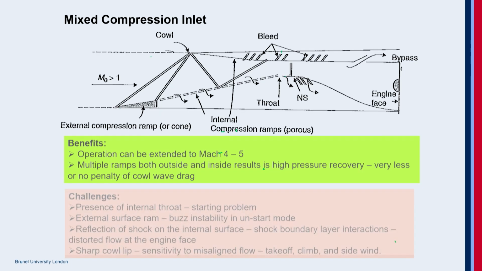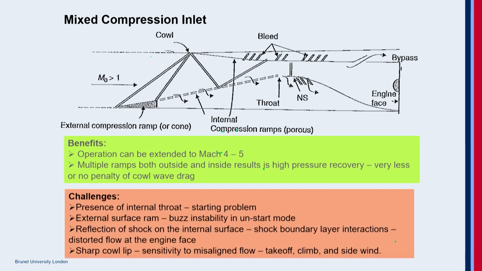Now with these mixed compression inlets, the benefit is that we can operate at higher Mach numbers, Mach 4 to Mach 5. The multiple ramps, both outside and inside, result in high pressure recovery. The benefit is you decelerate over a larger number of oblique shocks, with very little or no penalty of cowl wave drag, because the cowl is almost inclined to the flow. What are the challenges? It has an internal throat. I did mention, when we have an internal throat, we end up having a starting problem.